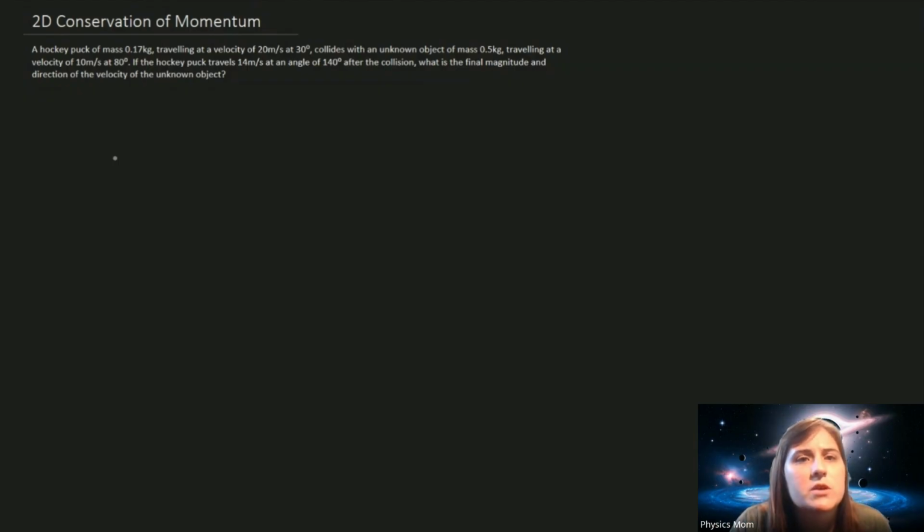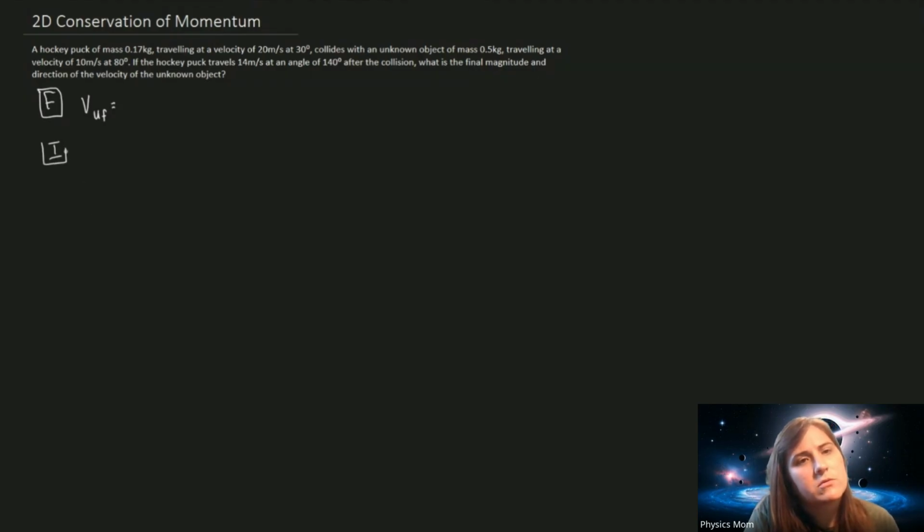If the hockey puck travels 14 meters per second at an angle of 140 degrees after the collision, what is the final magnitude and direction of the velocity of the unknown object? All right, so the thing that we are looking to find is the final velocity of whatever our unknown object is. I'm going to call it V, U for unknown, F for final. You can pick whatever subscripts you want to pick for that.